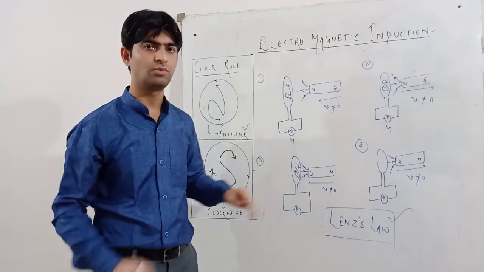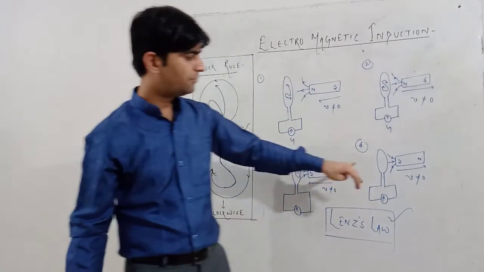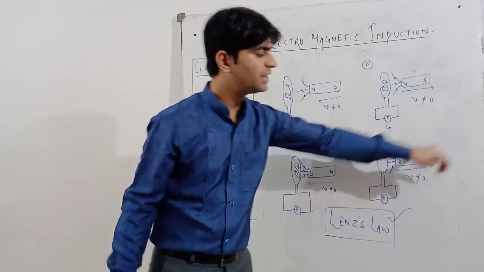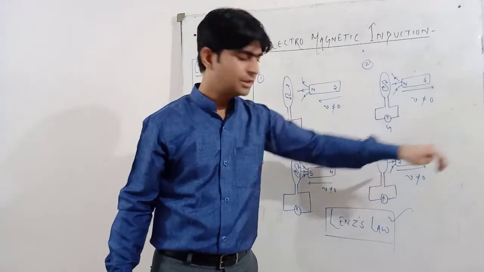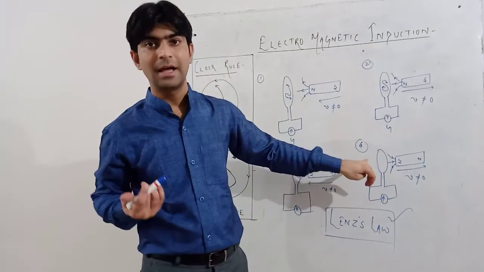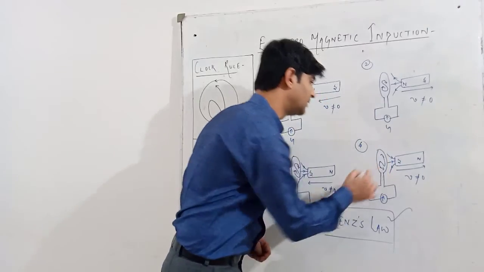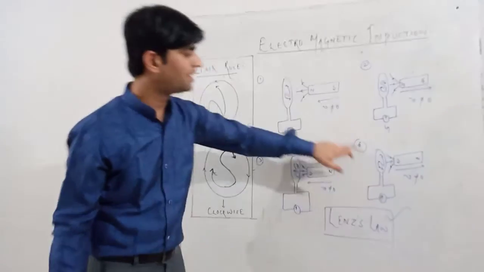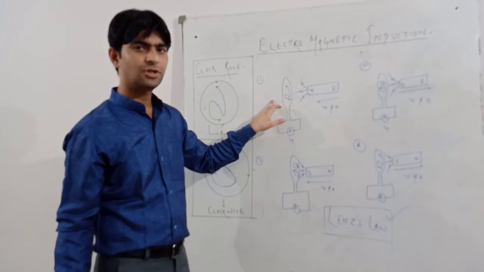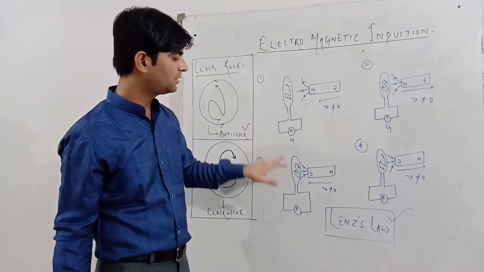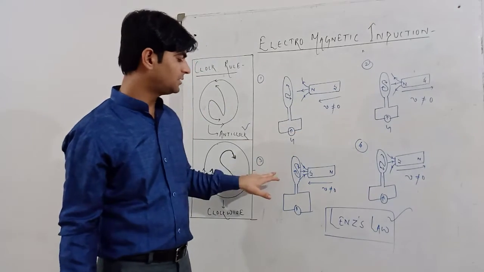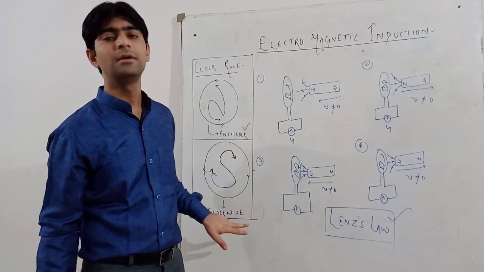Then only south will repel south. In the fourth case, if you see, the south pole is moving away from the coil, so the tendency of the coil will be to attract it. So which polarity will be induced? North polarity will be induced. So north polarity means anti-clockwise circulation of induced current will be there. South polarity means clockwise circulation of current will be there.